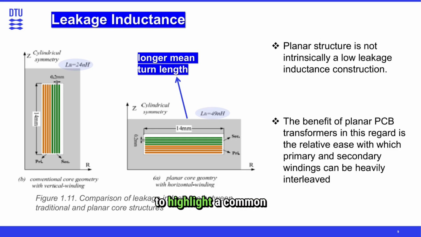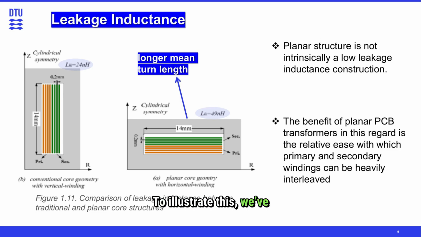Here I would like to highlight a common misconception that planar transformers intrinsically have low leakage inductance. That's not really true. In fact, planar structures can actually have higher leakage compared to traditional vertical windings. That's because planar designs typically have a longer mean turn length, which contributes to more leakage inductance.